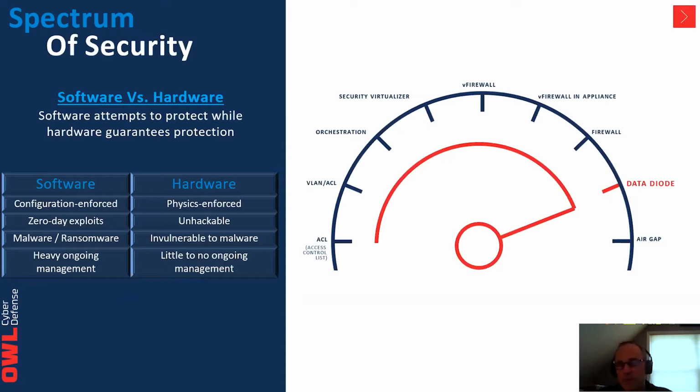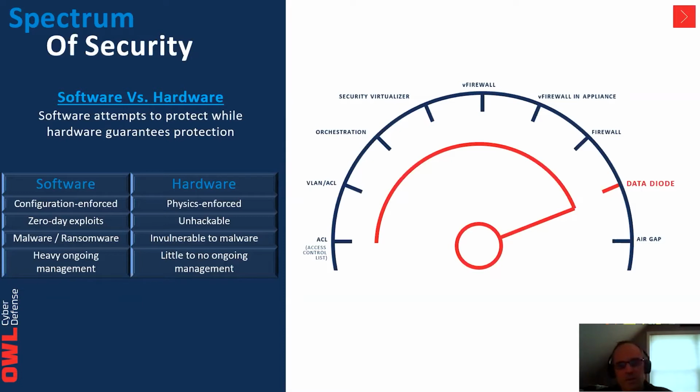Zero-day exploits can get across them. We see that. We see people getting hacked all the time. It's not because they don't have firewalls in place or good methodologies. It's just that you can't completely isolate those kinds of exploits through a software configuration. Malware and ransomware, I'm going to talk about that in a minute, how that gets prevented, but obviously software is susceptible to that. And to keep your software-based cybersecurity products up and running and performing the way they need to be, there's a lot of ongoing management that needs to take place.